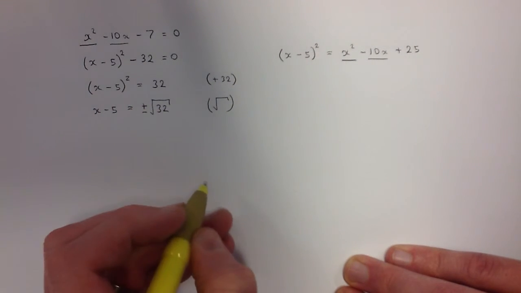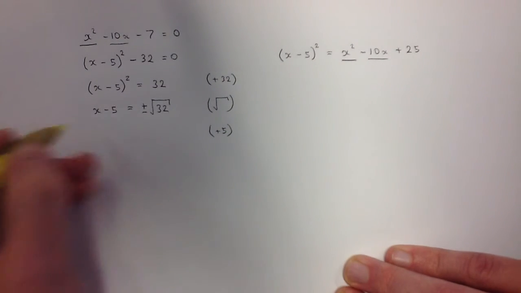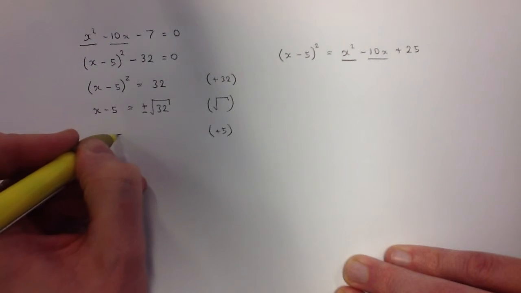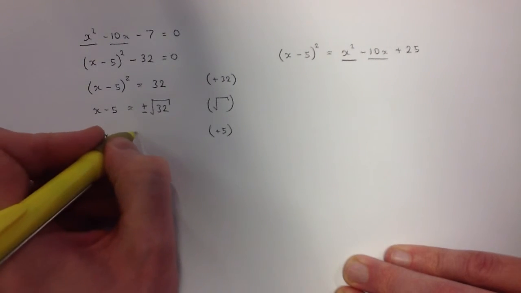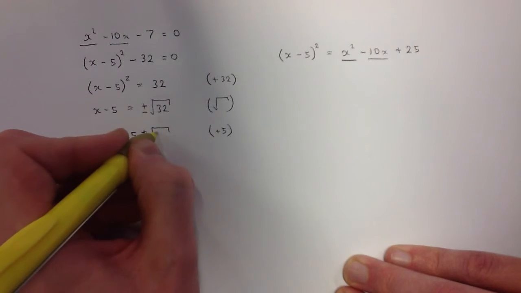Once we get x on its own, we're trying to solve this for x, so we're going to add 5 to both sides. x equals 5 plus or minus the square root of 32.